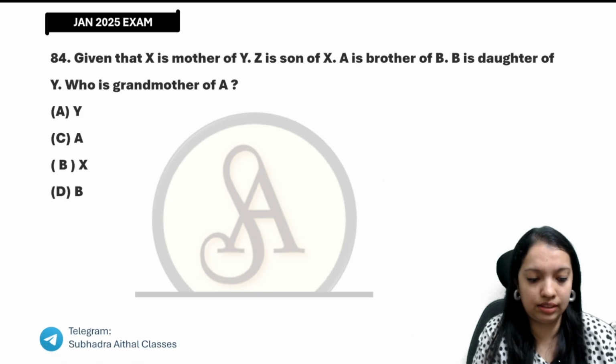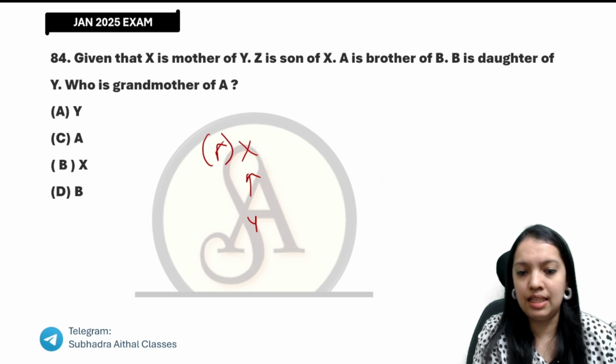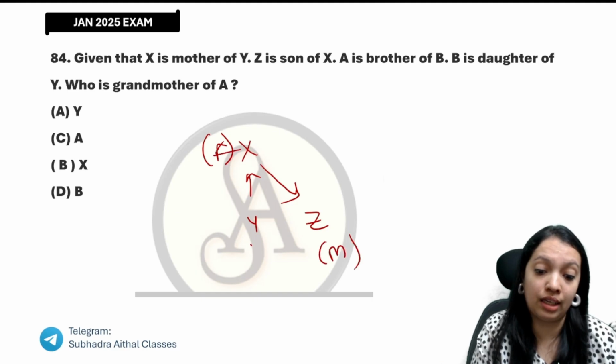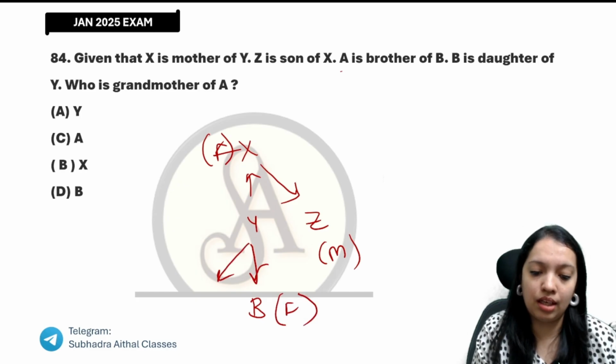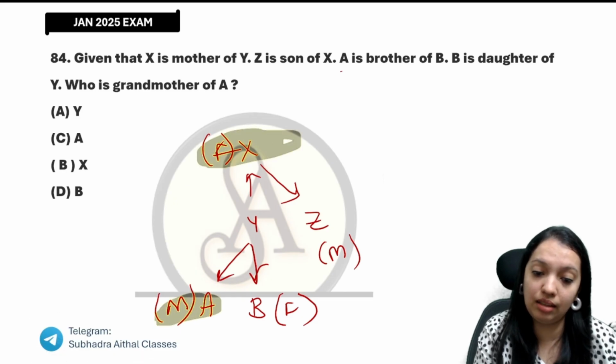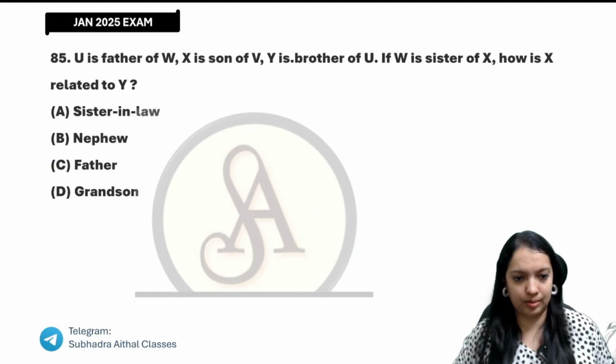Next, X is mother of Y, mother, female person. Z is son of X, Z is the son, male person. Next, A is brother of B, B is daughter of Y. Next generation, B, daughter, female, and A is brother of B, A is brother, male person. The question is, who is grandmother of A? A's grandmother is going to be X.